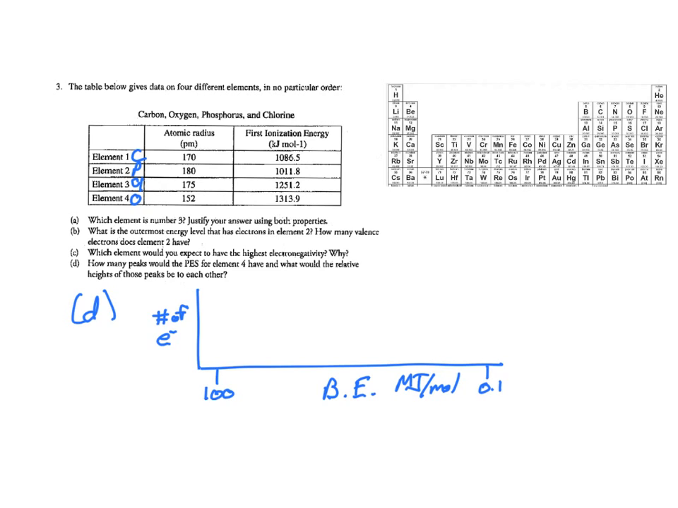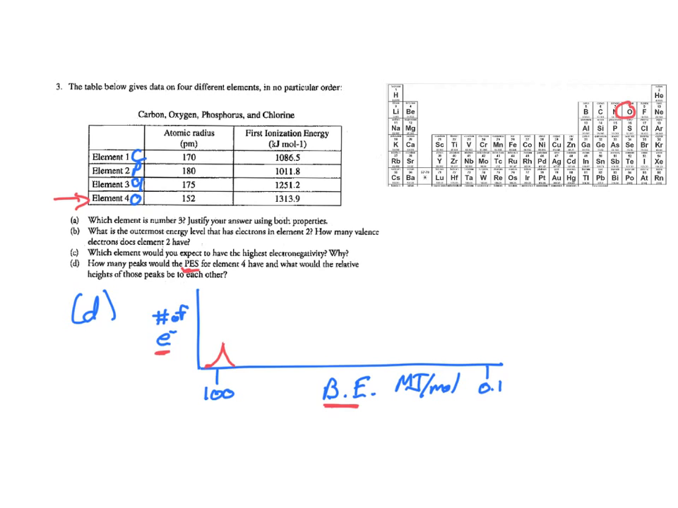In part D, they want to know what the photoelectron spectrum of element 4 would look like. So since we know that that's oxygen now, we just have to draw its photoelectron spectrum. And remember, binding energy goes on the x-axis. Number of electrons is what really goes on the y-axis. And when we start on the left, we're drawing the lowest energy orbital. So oxygen, its first orbital is going to be a 1s. So we draw it sort of like that.